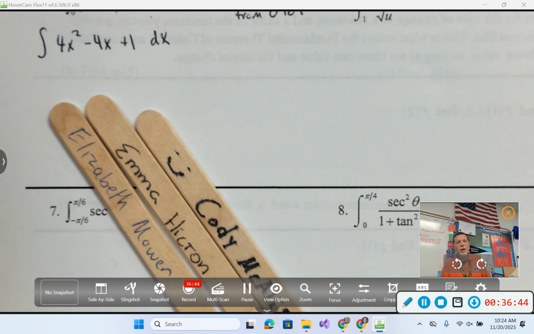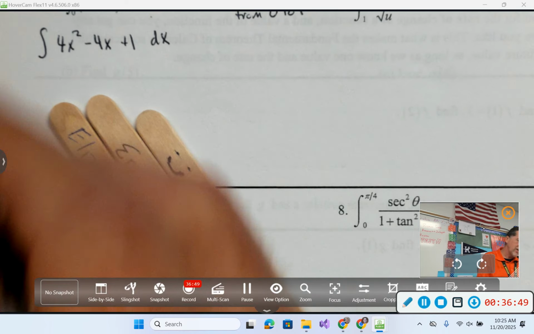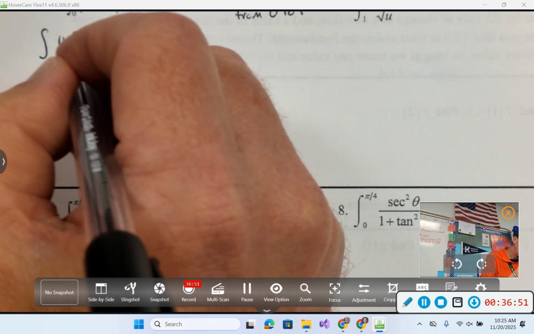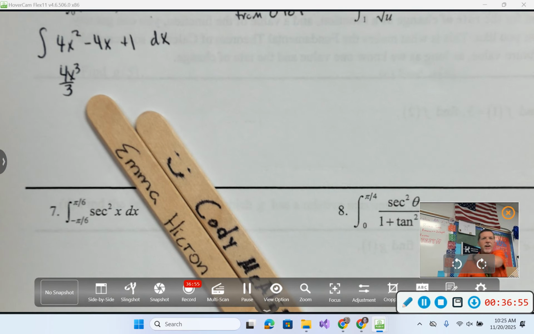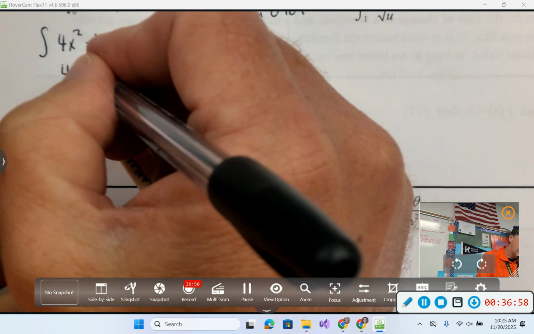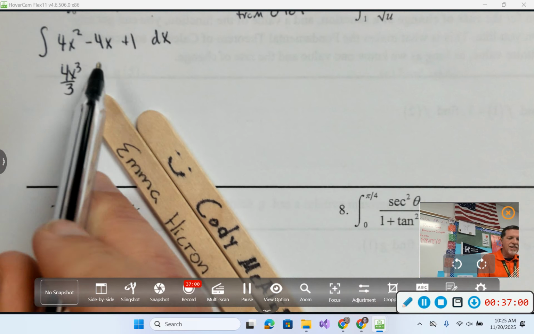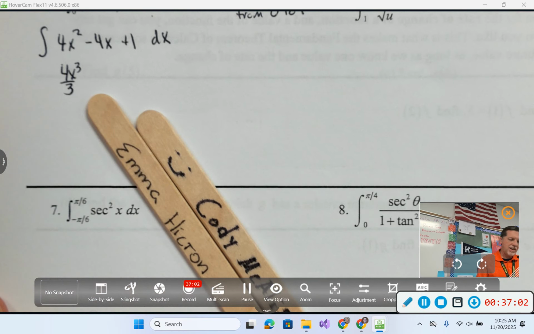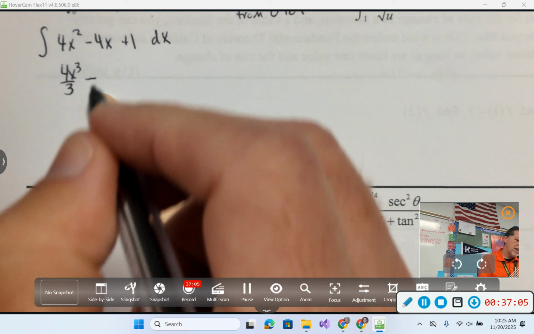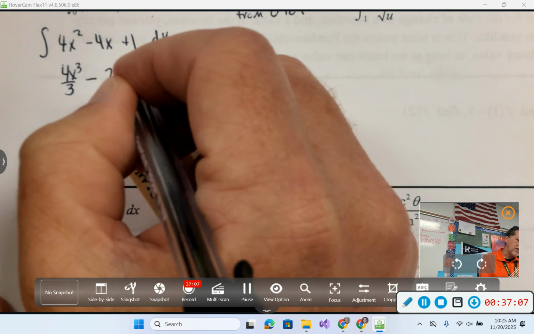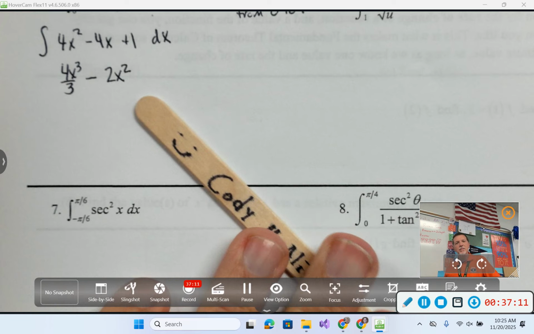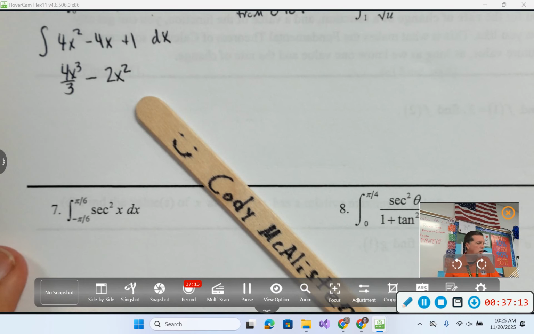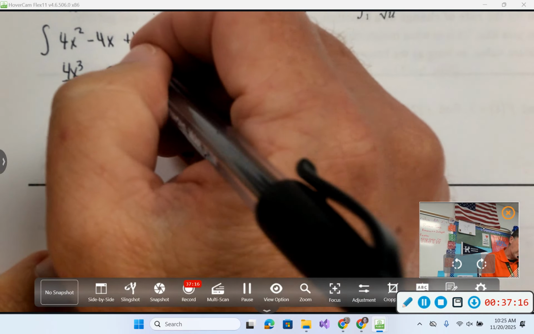So one piece per person. Elizabeth, what's the antiderivative of 4x squared? 4x to the third divided by 3. Good. Emma, the antiderivative of minus 4x? Oh, wait, where are we? Oh, the antiderivative of just that guy. 2x squared. Look at her doing math in her head. Increase the power by 1, divide by 2, you get back to 2. And Cody, the antiderivative of 1? X.